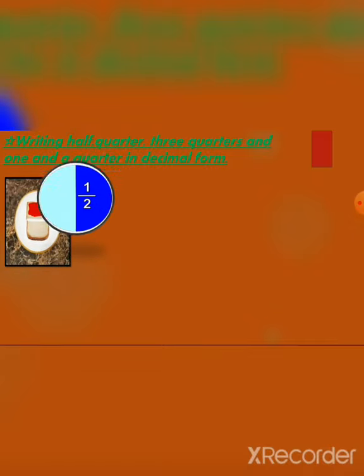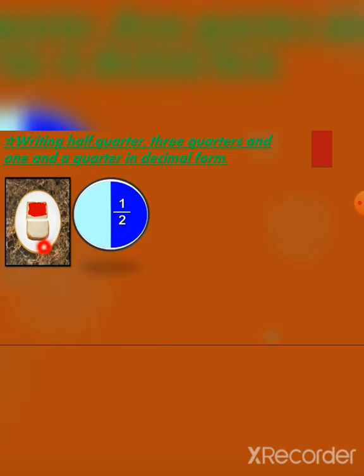Students, here you can see two images. One image is of a bread slice and one image is of a circle. Here in both the images, half part is colored, which is usually written as 1 upon 2. To convert this fraction 1 upon 2 into decimal form, the denominator should be converted into an equivalent fraction with denominator 10. So first we will make this denominator 10, then we will convert this half fraction into decimal form.